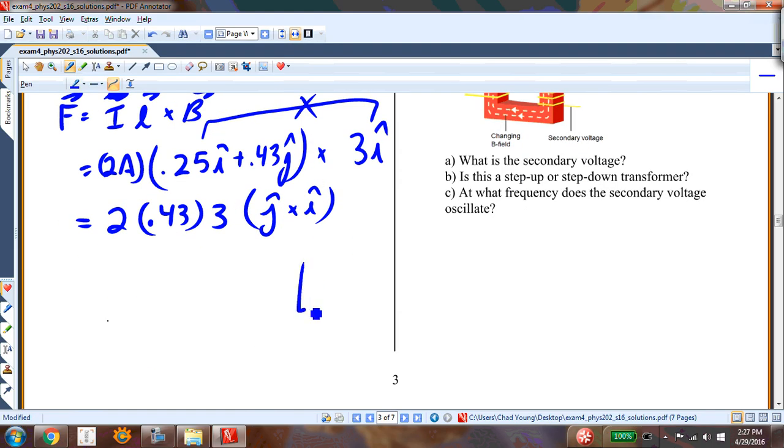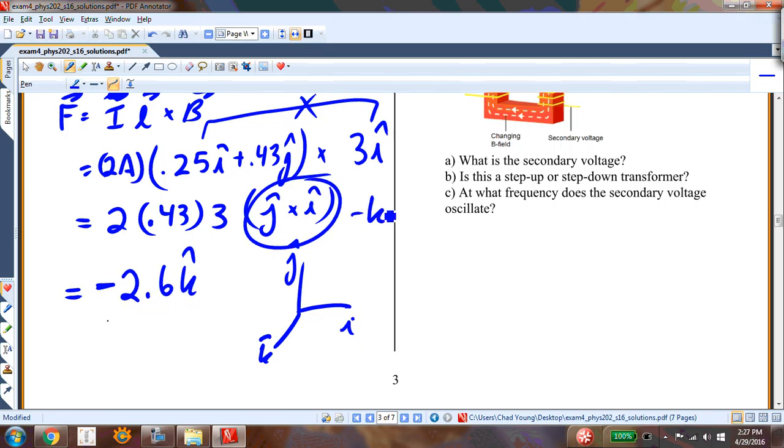J cross I, if I draw my coordinate systems, this is I, this is J, this is K. If I do my right-hand rule, I get that J cross I is equal to negative K. So this works out to be negative 2.6 K because J cross I is negative K.